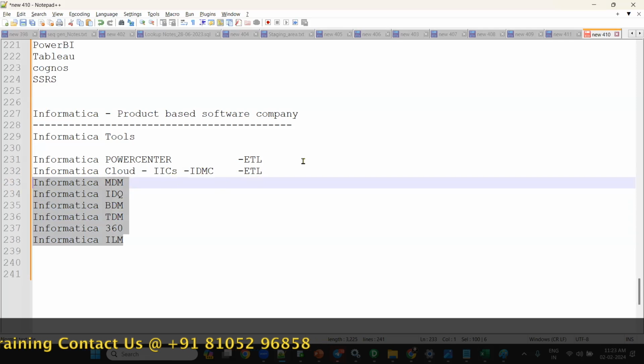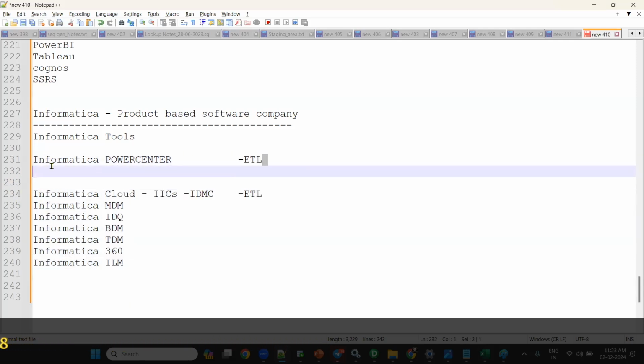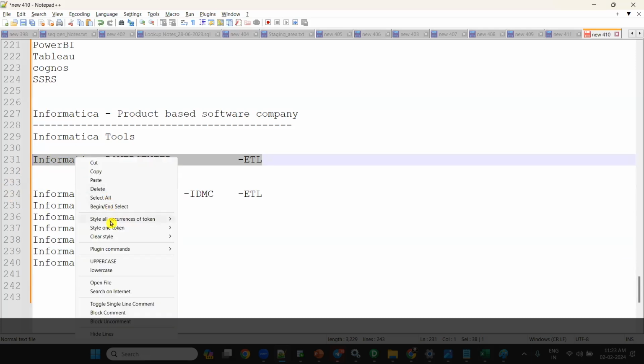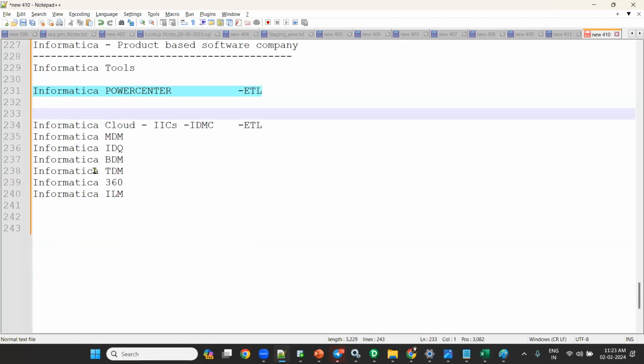To learn any of these tools, you must know Informatica PowerCenter. You cannot learn Cloud or IICS directly. If you don't know PowerCenter, you cannot learn IICS. First, you must understand Informatica PowerCenter. Are you clear, please? Everyone understood?